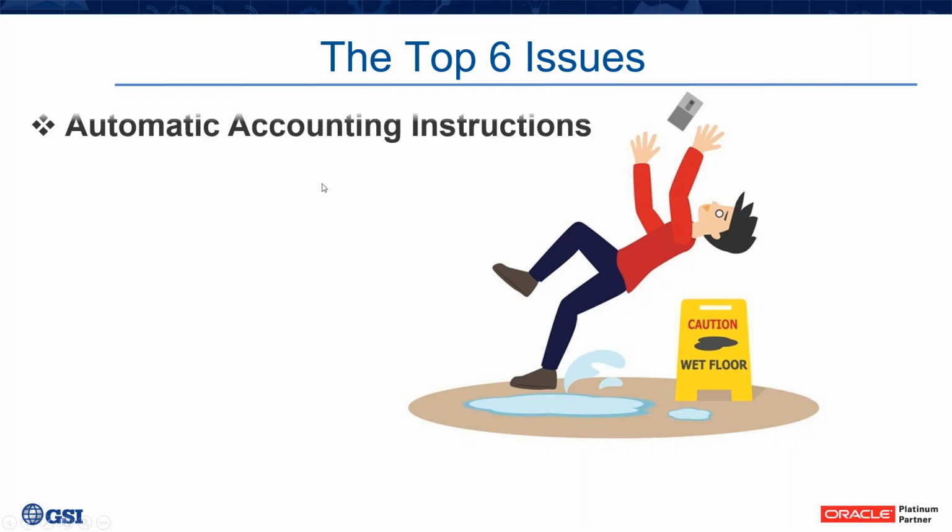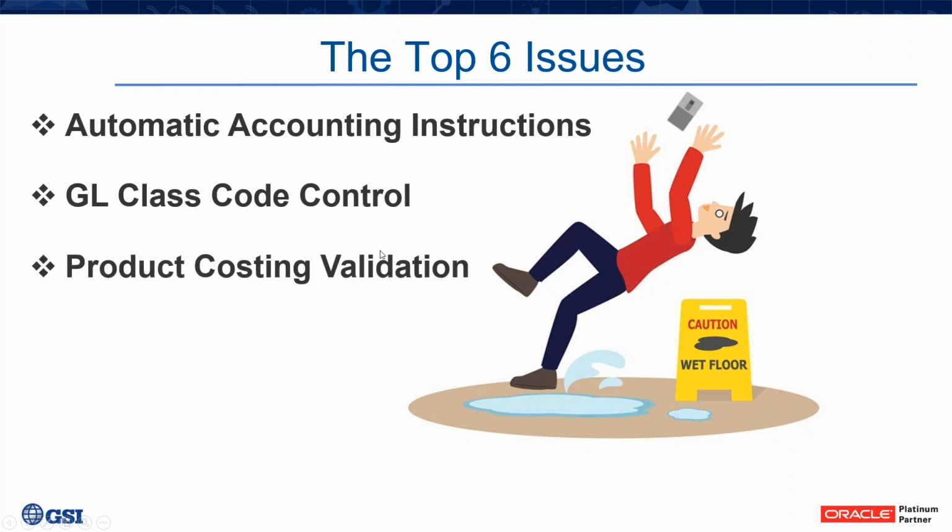So if we start looking through them, the first one I'll show you is automatic accounting instructions. And by far, the setup of the automatic accounting instructions is the thing I see most often that causes reconciling items. So we'll talk a little bit about that. Okay. GL class code control and what that actually means. Okay. Product costing validation. There are some integrity reports that we can run and some checks that we can make to make sure that our product costing is up to speed.